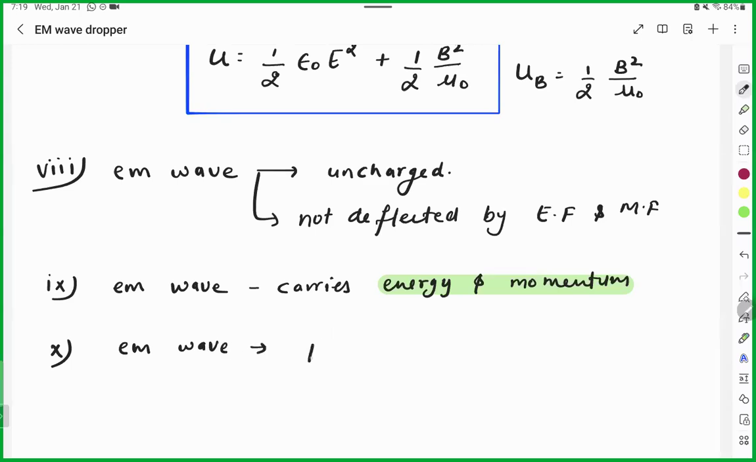Okay. Electromagnetic wave can be polarized. Like when you pass it through glass, then it will be polarized.